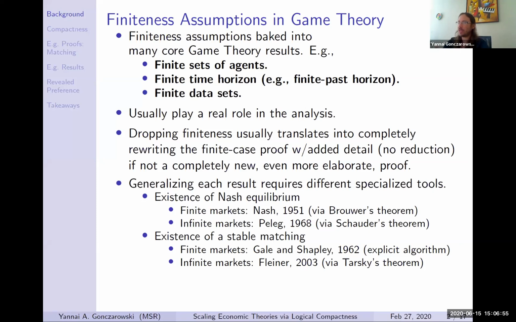So for finite markets, for example, Nash equilibrium, we prove via Brouwer's theorem. For infinite markets, Peleg proved it via Schauder's theorem. At other seminars they usually ask people to raise their hand if they've heard of Schauder's theorem, and then no one does, but this is not the right audience for that. But you do agree that Schauder's theorem is more niche than Brouwer's theorem. And existence of a stable matching in finite markets is proven by an explicit algorithm, deferred acceptance, that we all know and love. In infinite markets, you need to venture to Tarski's theorem. Once again, I know there are people here who think that Tarski's theorem is more natural than the algorithm of Gale and Shapley, but you're not the main people who do matching. But anyway, as you can see, even if the proof generalizes more or less without a lot of problem, we still need the specialized tool.